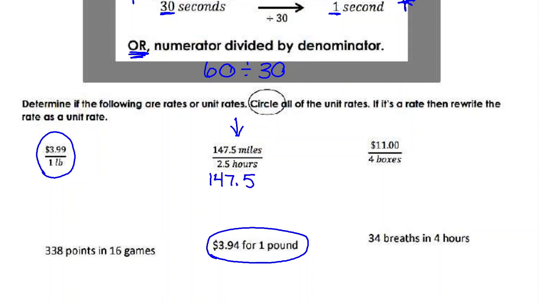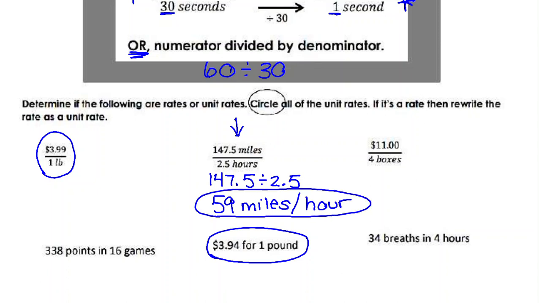147.5 divided by 2.5, and remember you can use a calculator for this if you need to. You end up with 59. Now how do you write that as a unit rate? You're going to write it as 59 miles per hour. Remember, the fraction bar means per. So I can circle that. You can also write the word per if you want to, P-E-R.